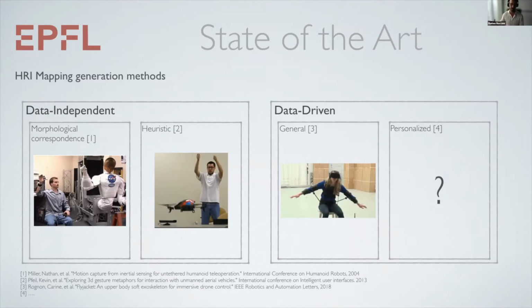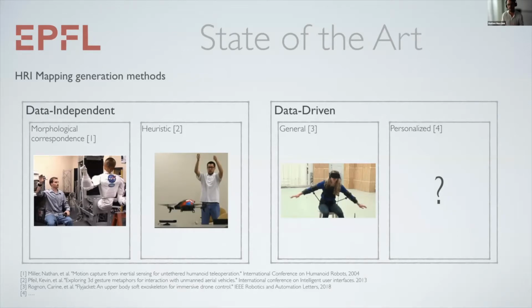The other cluster of methods is the data-driven methods. One example we probably all know in NCCR is the FlyJacket. What they did before we arrived was to observe how a set of people would move their body to control the flight of a drone. And based on the common interaction gestures and strategies, they derived these mapping functions, which were basically mapping the motion of the torso into roll and pitch commands for the robot.